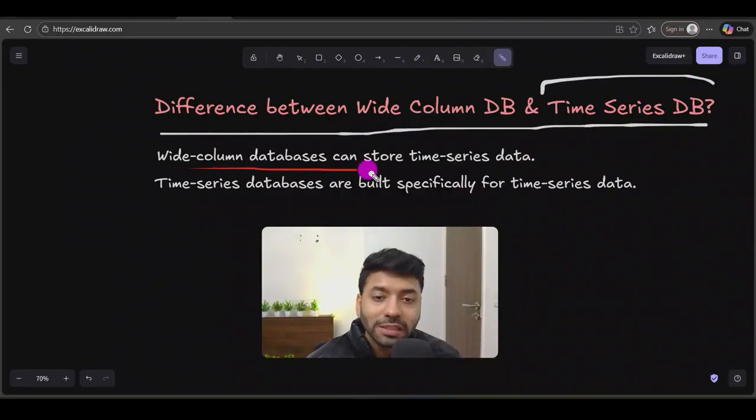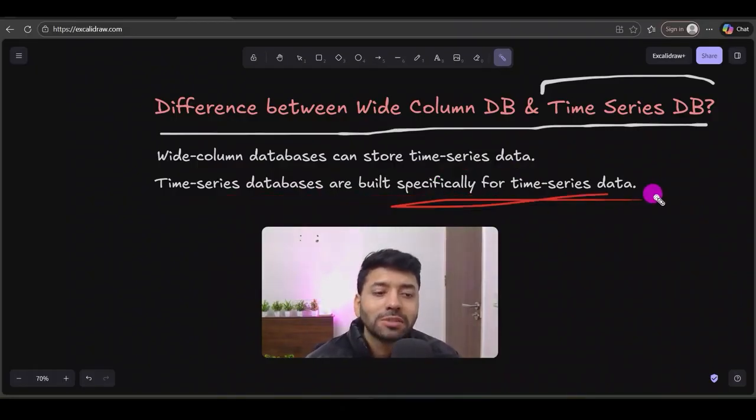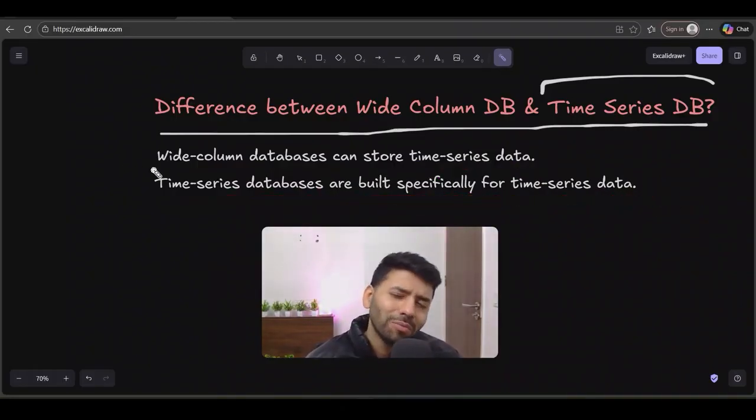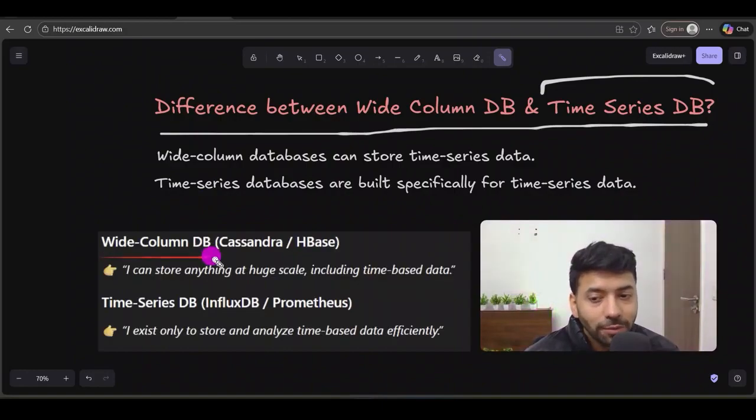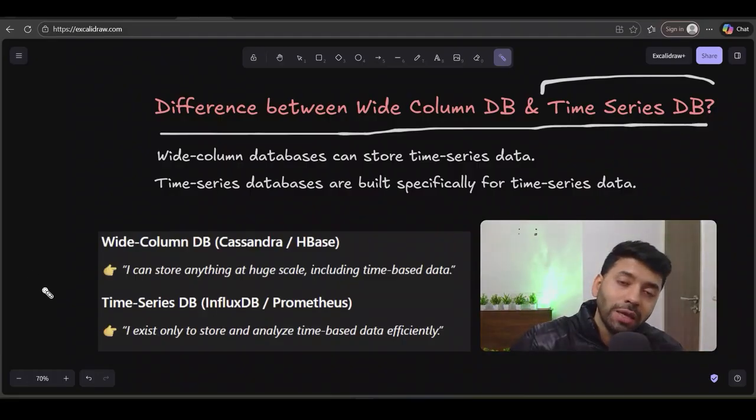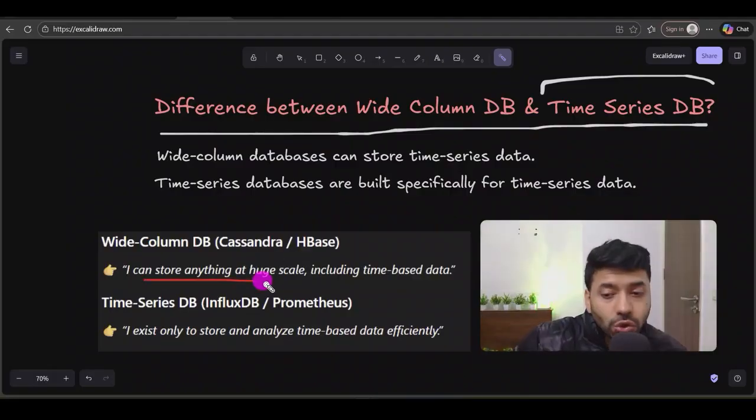So basically, a wide column database can store time series data, as we said earlier, but time series databases are built specifically for time series data. Yes, a wide column database can be used to store it, but this is built specifically for time series data. You can think of it like this: in a wide column database like Cassandra or HBase, I can store anything at huge scale, because a wide column database is also good when you have massive writes. In this you have a dynamic number of columns, and the columns can be in thousands or millions, right? So I can store anything at huge scale, including time based data.